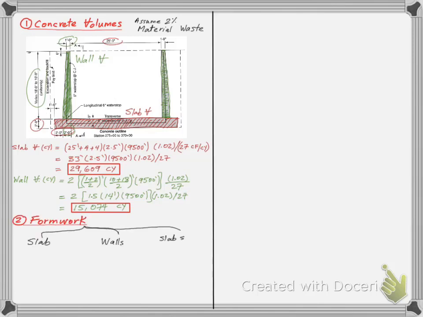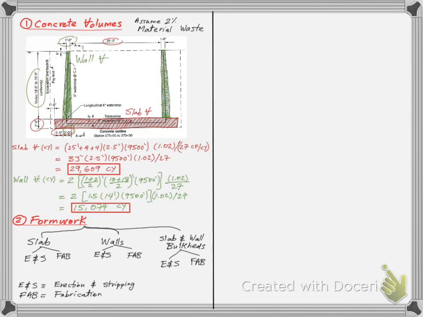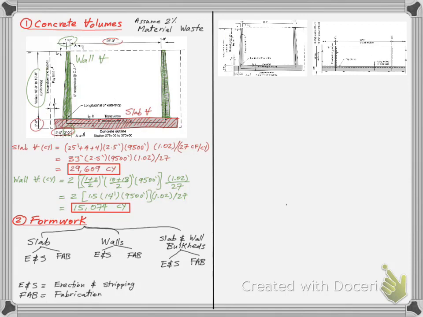The second quantity we will calculate is for the formwork of the slab, walls, and their bulkheads at the cross-section faces between the different segments. For each formwork element, we will calculate two quantities, the erection and stripping quantity and the fabrication. For the following calculations we will need to examine both the cross-section and longitudinal sections. We will start by first calculating the E and S quantities.